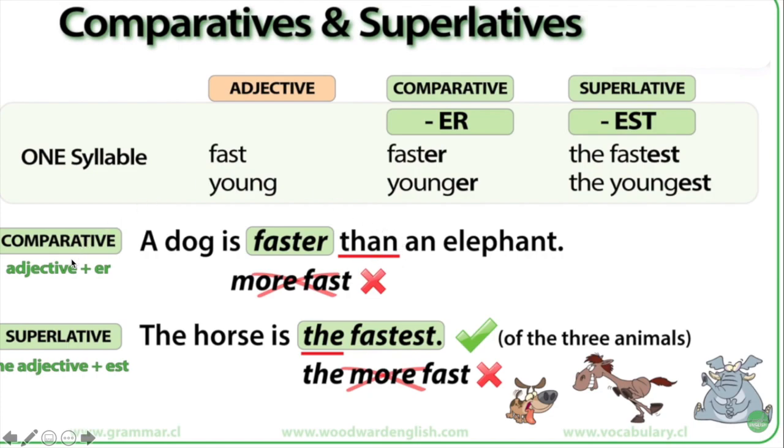So we have an example. A dog is faster than an elephant. You need to use faster. It is incorrect to say more fast. We say faster. For the superlative, we use the adjective plus EST. The horse is the fastest of the three animals. It is incorrect to say the more fast. The correct way, the fastest. I hope you're understanding. You can always go back if you have questions.